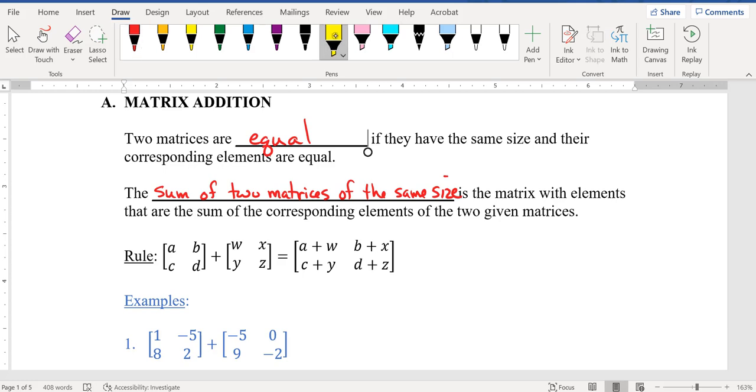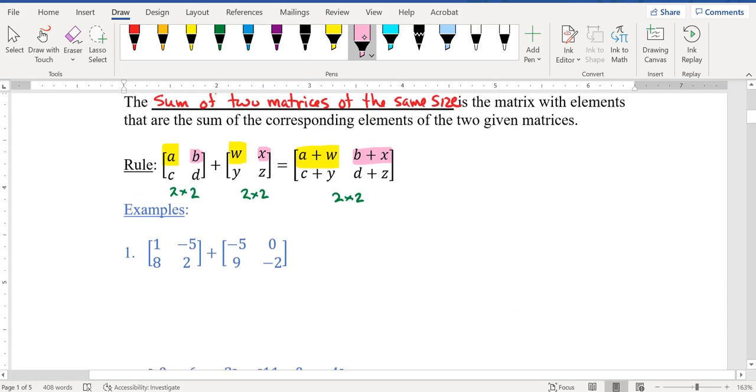In other words, they're of size 2 by 2. So the matrix ABCD and the matrix WXYZ, notice that I said they are both 2 by 2 matrices. The sum of those two matrices will also be a 2 by 2 matrix, and all you do is add the corresponding elements. So A plus W, and then you would also have B plus X, and so on. So let's go do some examples.